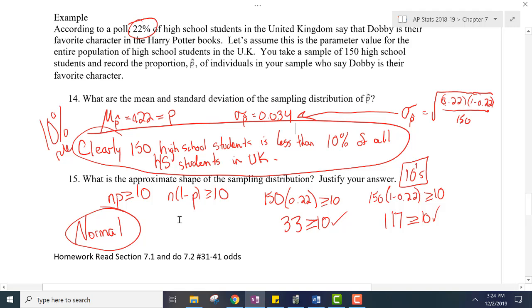What is the approximate shape of the sampling distribution? Justify your answer. This is when we break out the tens. We want to make sure that n times p is greater than or equal to 10, and n times 1 minus p is greater than or equal to 10. So our n is 150. That's our sample. The p is 0.22, and we just plug them in. So again, I want us to keep going until you really see that 33 is greater than 10. Check it off. 117 is bigger than 10. Check it off. So it is normal because those work out.